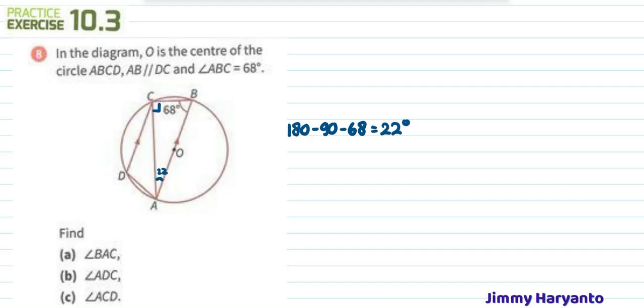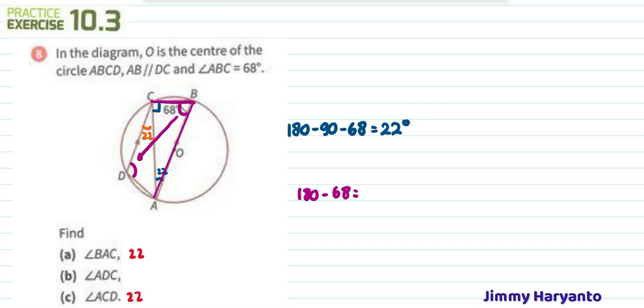And then we can use the parallel lines, the Z. It will be like this. So this one is also 22. And then what next? Okay, so at this point we already have BAC, which is 22. ACD equals 22 also. We have to find the ADC. To find ADC, we have to use this angle 68, and the opposite will be ADC, which is 180 minus 68 equals 112 degrees. Okay, so ADC equals 112.